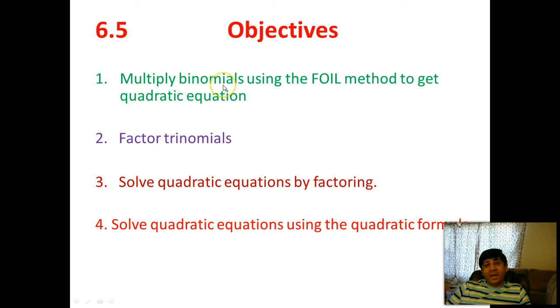We will multiply binomials using the FOIL method. Okay, and this will result in a quadratic equation. We will also go the other way around. We will factor a given quadratic equation to get binomials. Okay, and we will solve equations by factoring. We will also solve quadratic equations using the quadratic formula. Okay, so these are our main goals in this lecture.